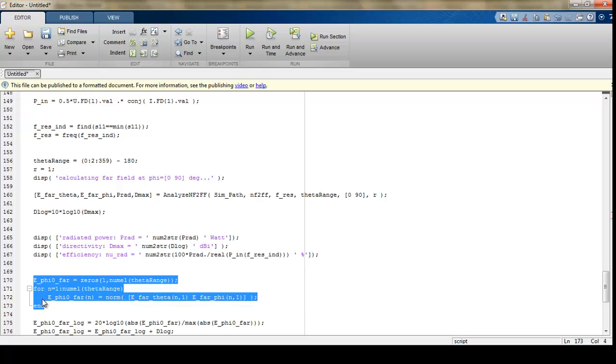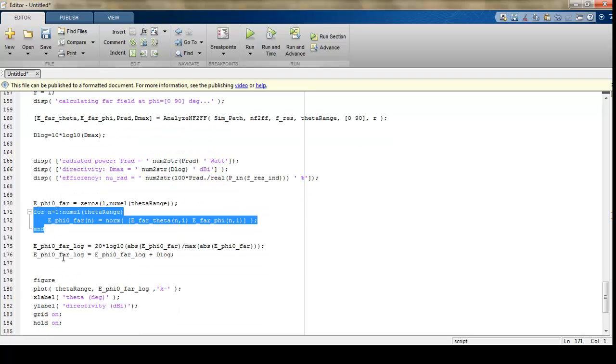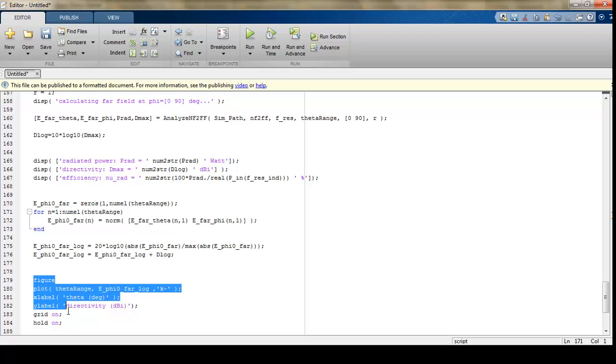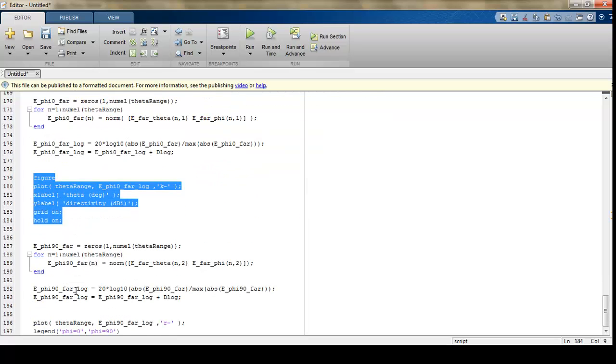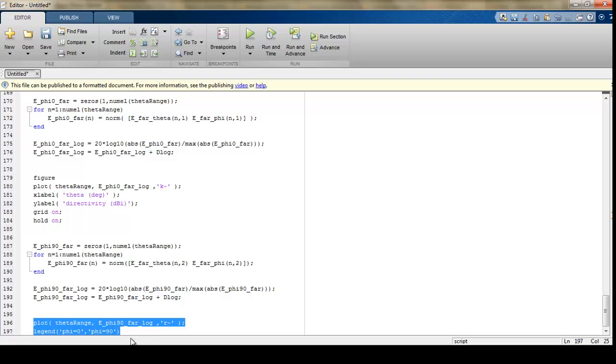and the E field magnitude for phi equals 0 degrees is calculated from this for loop here. We now display the polar plot. The E field magnitude for phi equals 90 degrees is calculated using this for loop. And finally, the polar plot for the above mentioned phi is now displayed.